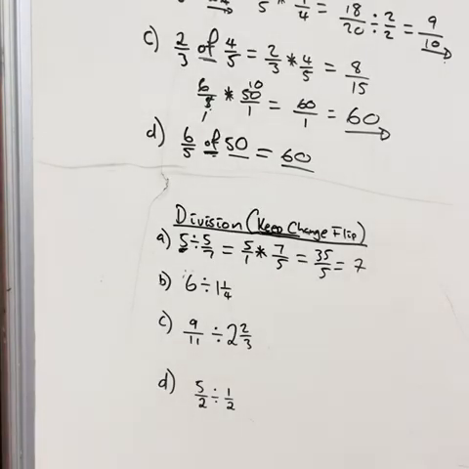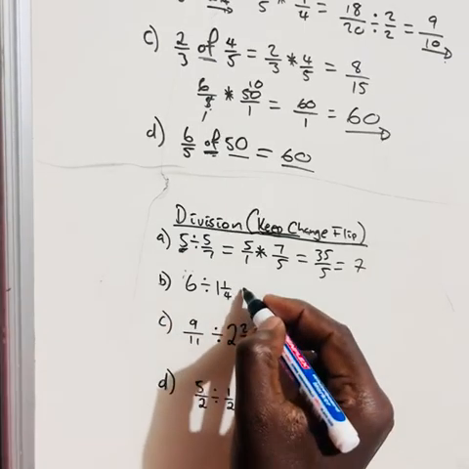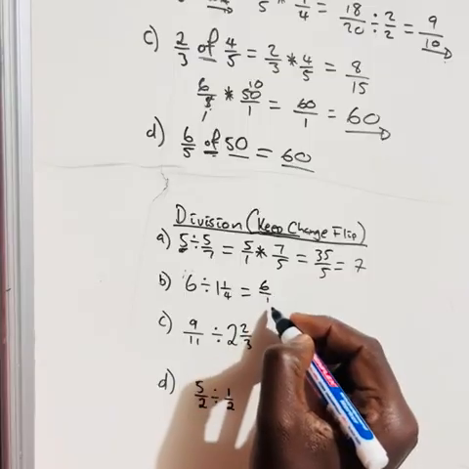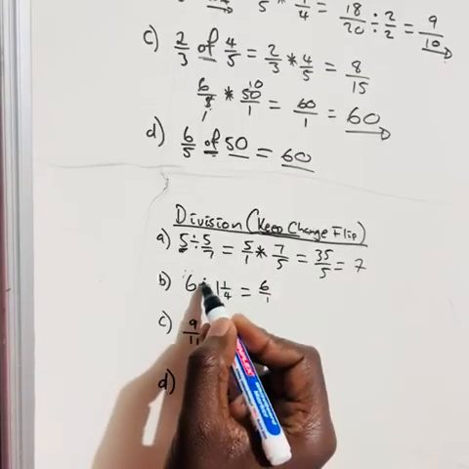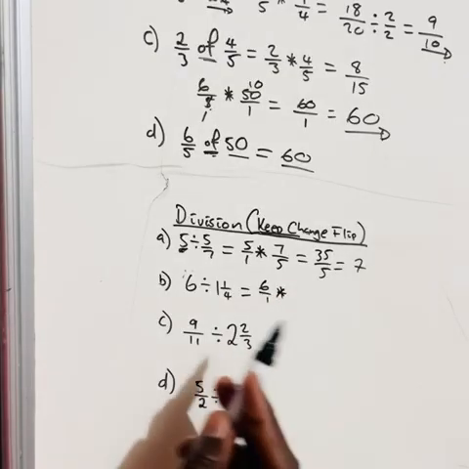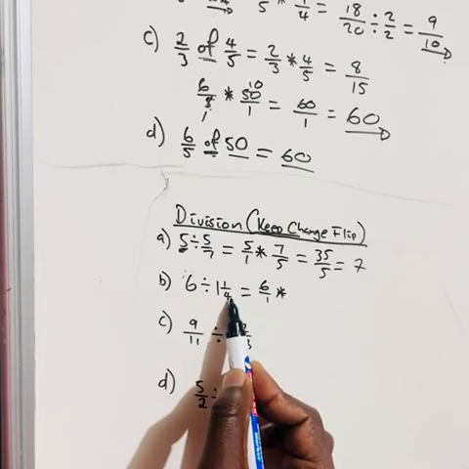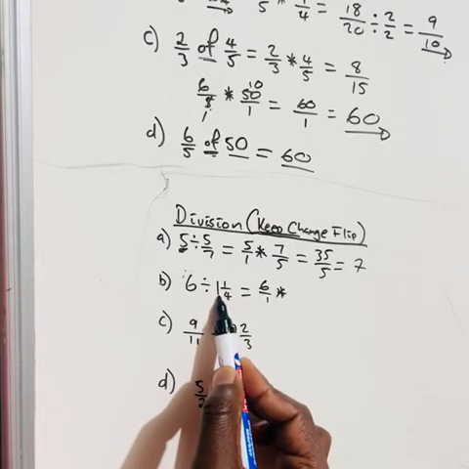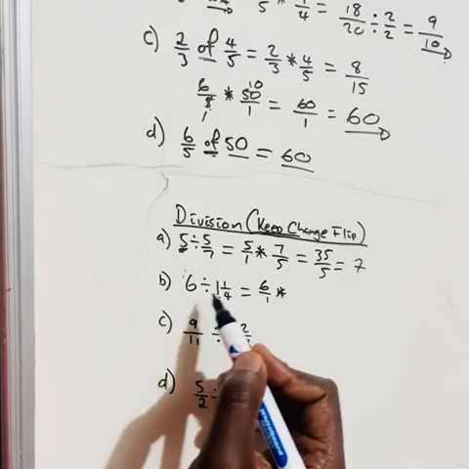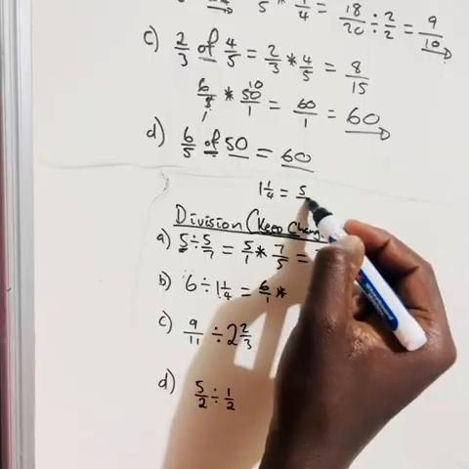We move on to the next question, where we are told that 6 divided by 1 and a quarter. Now, we've got a whole number and a mixed fraction. So we say 6 over 1, we've kept it. Now, we must change. We change the sign to multiplication. Now, before we flip, we can't flip this. So, we have got 4 multiplied by 1, which is 4. 4 plus 1 is 5. So, 1 and a quarter is equal to 5 over 4.